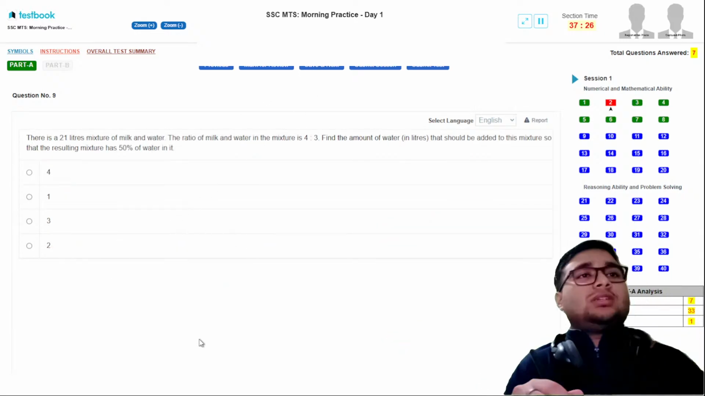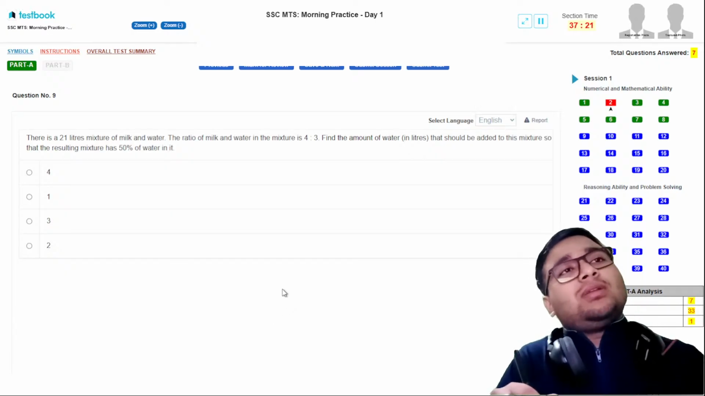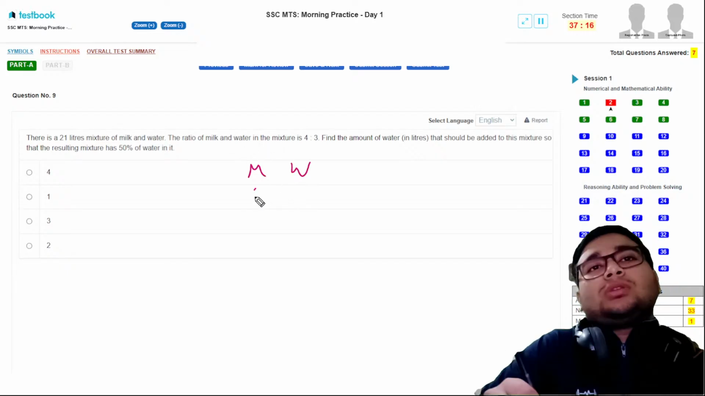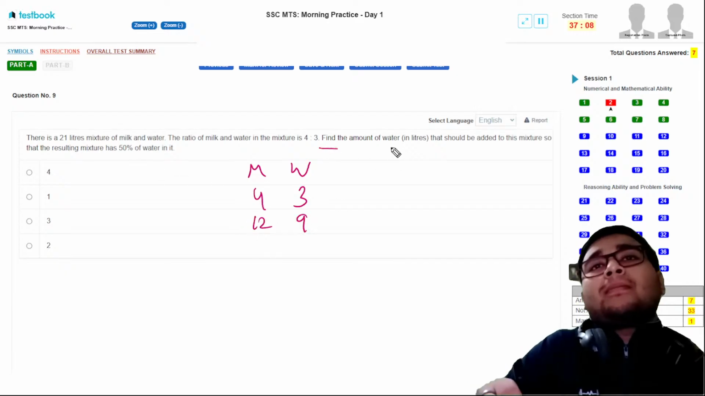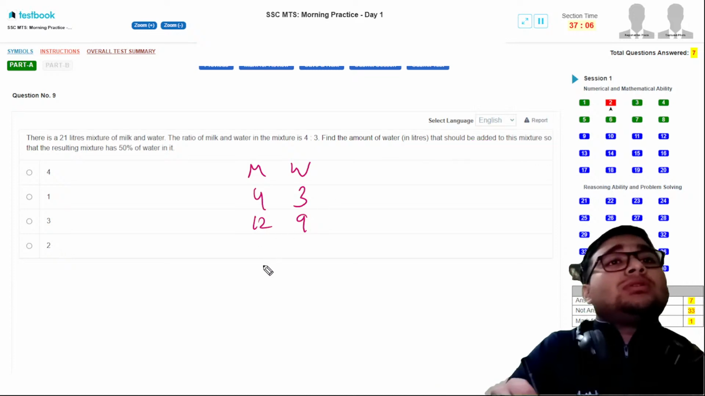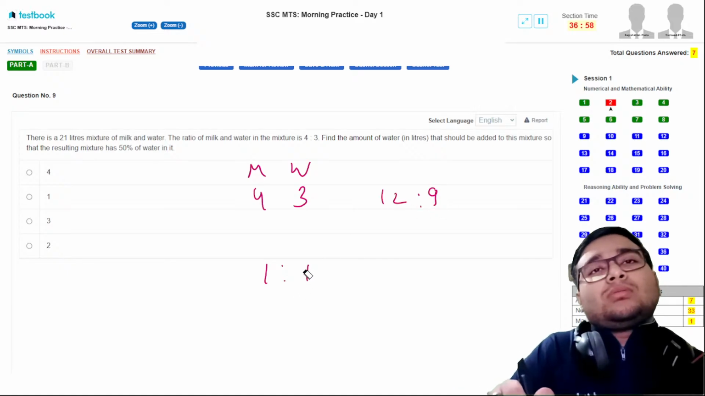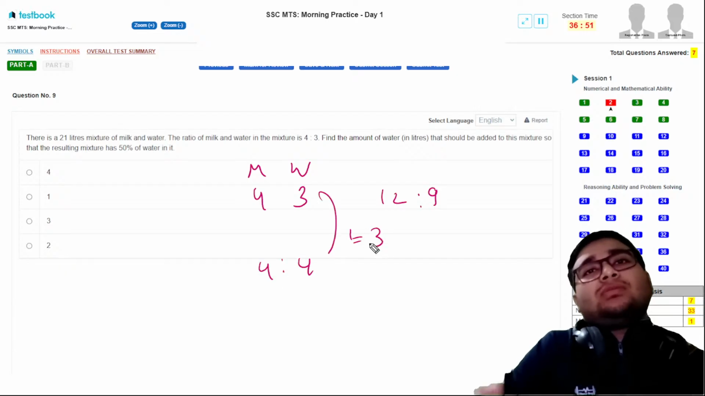There is 21 liters of mixture of milk and water. The ratio of milk and water is 4 3, 7 4 28, 7 3 3 12 9. Amount of water should be added so that the resulting mixture is 50% water and 50% milk. What has to be added? Water has to be added. The value of 1 is 3 liters.